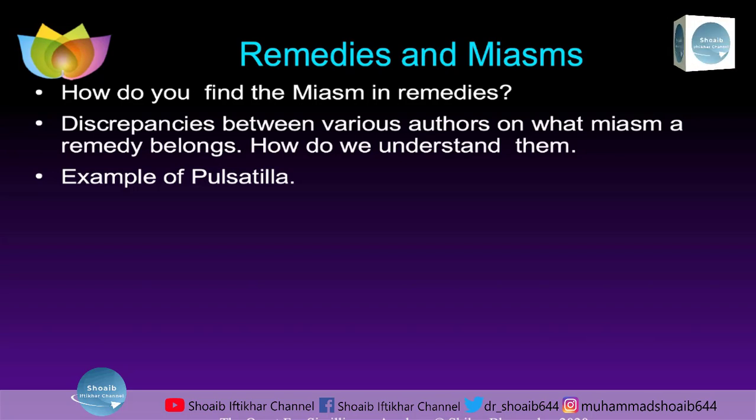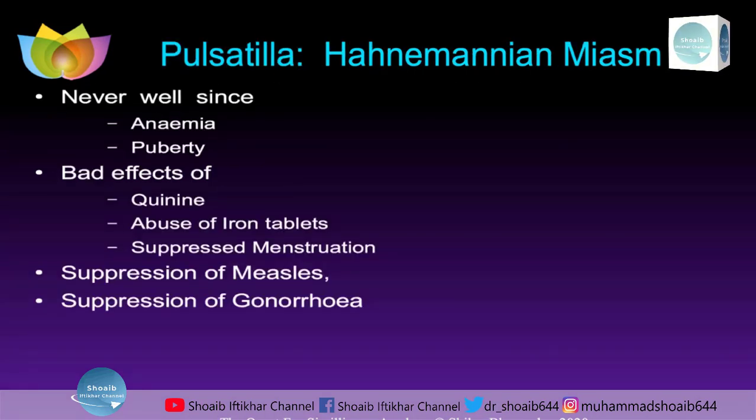So let's first look at the Hahnemannian way of using Pulsatilla, the Hahnemannian miasmatic way. If you look into the repertory picture of Pulsatilla, into the modalities and the causative factors, you'll find it has never been well since anemia, never been well since puberty. Then you can find bad effects from quinine, from abuse of iron tablets, and suppression of menstruation. And then bad effects from suppressed measles and gonorrhea. So this is very important.